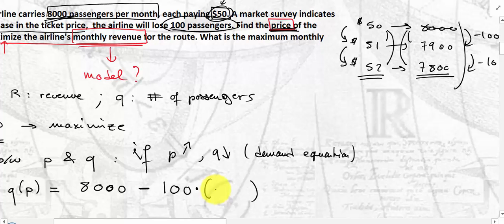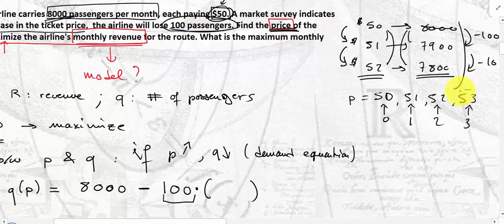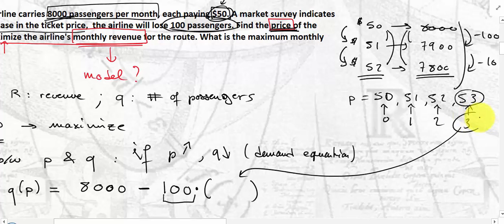So how do we write this? The ticket price is P, and P is equal to 50, 51, 52, 53, right? And what I want to multiply 100 by is, here it would be 0, here it would be 1, here it would be 2, here it would be 3. If the ticket price is $53, I need to multiply 100 by 3. So how do we find this number right here? Well, that's just P minus 50, right? The price, 53 minus 50. The difference between the price and 50 right here, okay? So this is my demand equation.